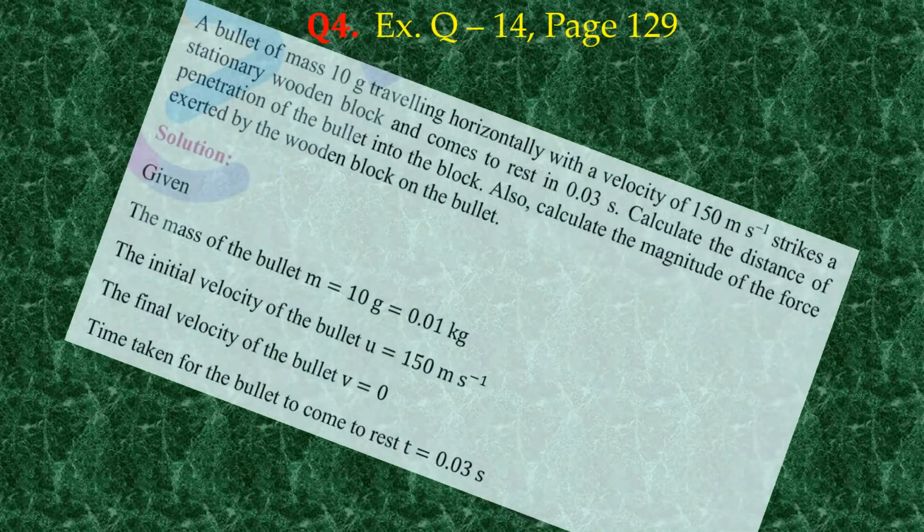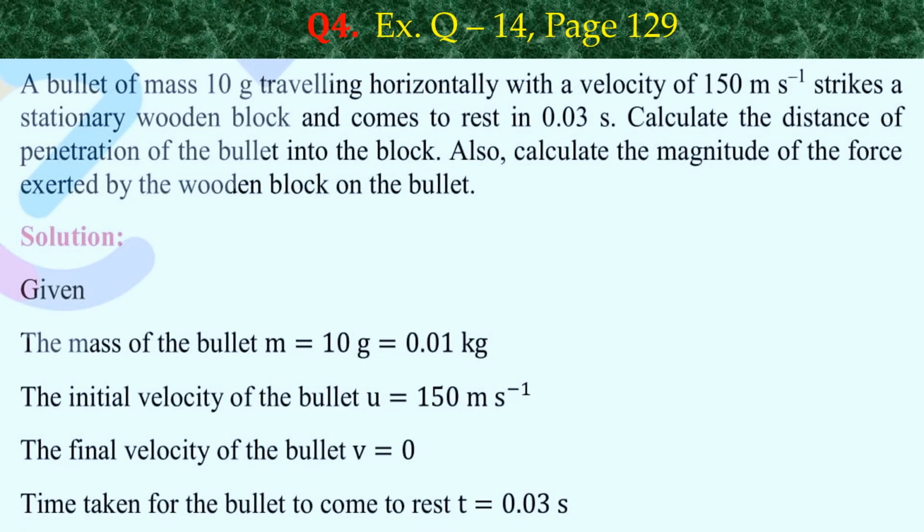Exercise question number 14. A bullet of mass 10 gram traveling horizontally with a velocity of 150 meter per second strikes a stationary wooden block and comes to rest in 0.3 seconds. Calculate the distance of penetration of the bullet into the block. Also calculate the magnitude of the force exerted by the wooden block on the bullet.